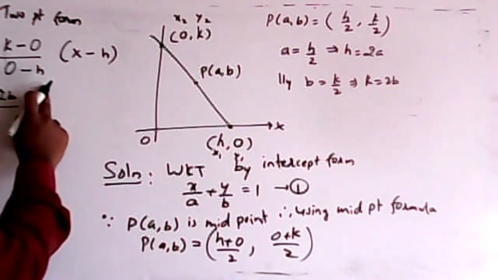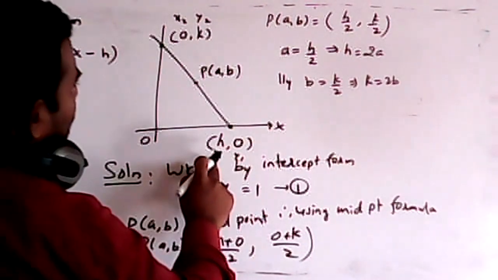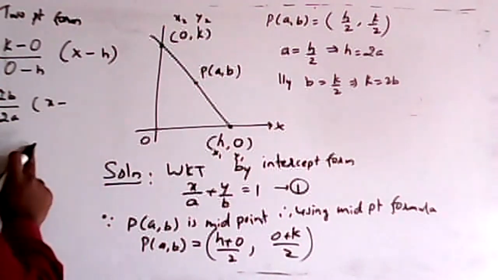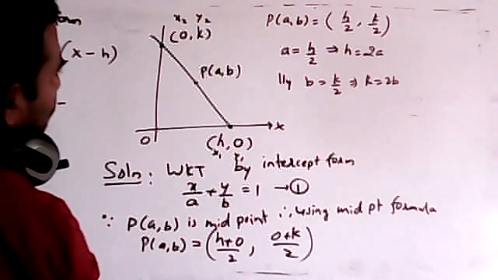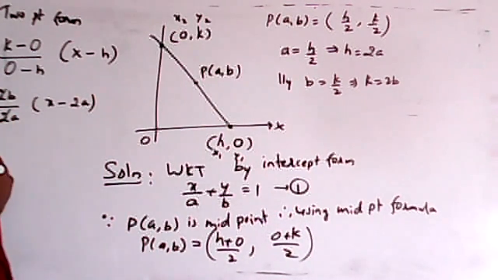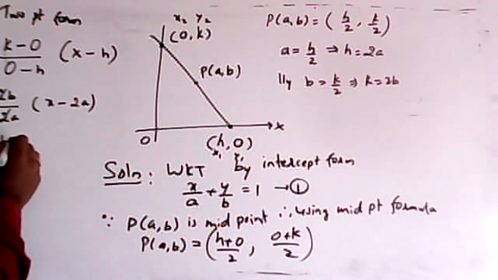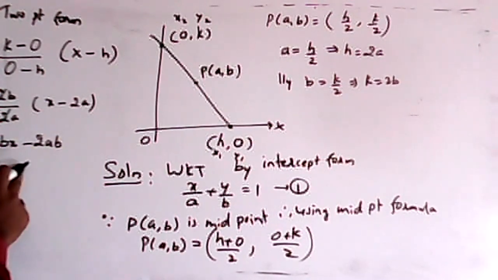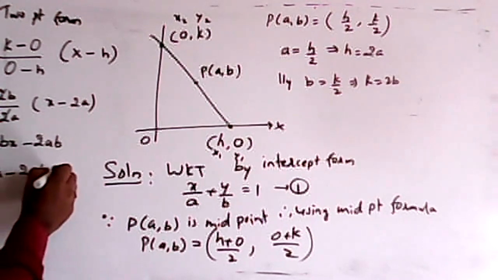Divided by h, which is 2 times a, but it is minus 2 times a, correct? x minus 2a right now. What happens here? You will get y into a is equal to bx minus 2 times ab. This will look like bx minus ya is equal to 2 times ab, the equation we got.